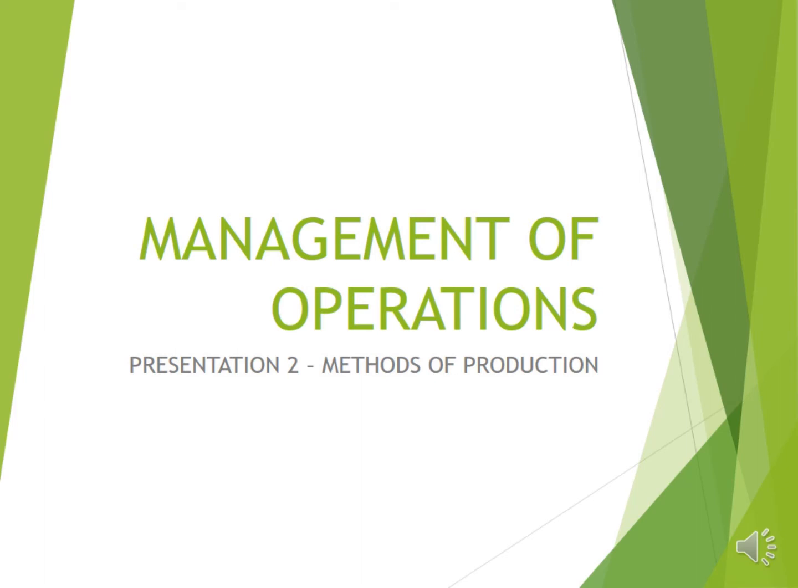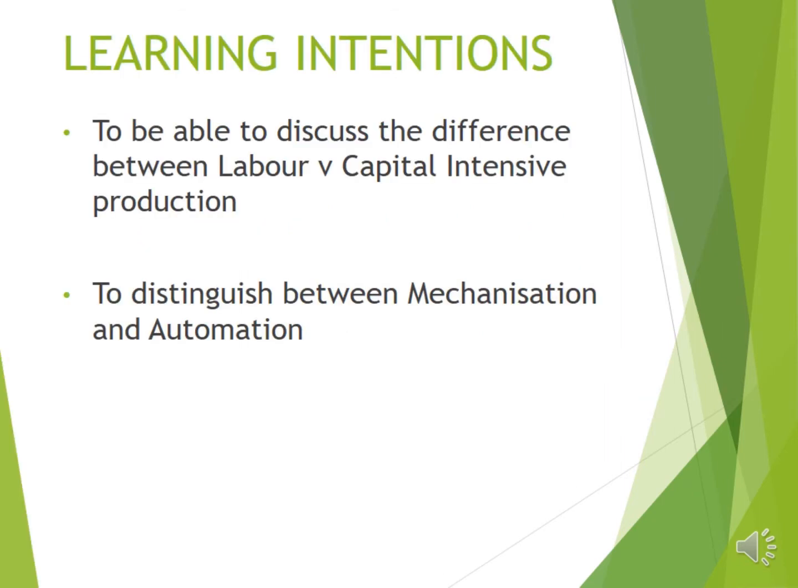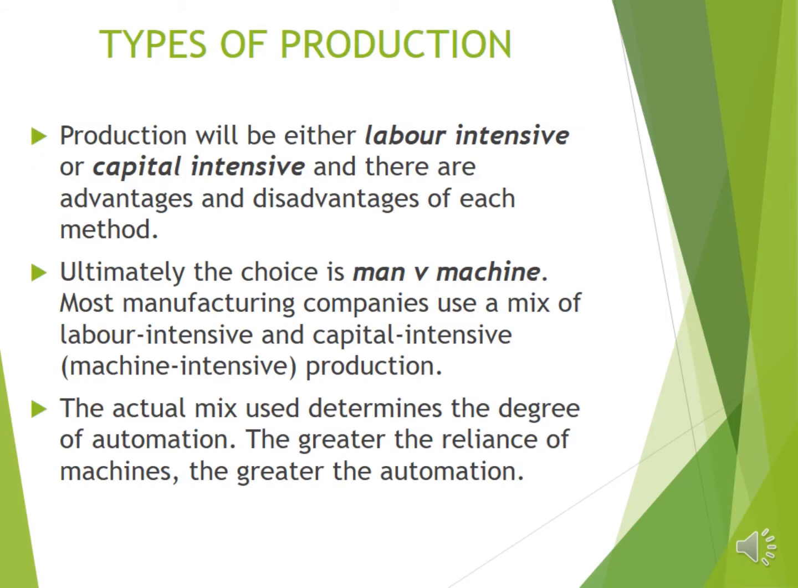Presentation 2 is about the methods of production that organisations can use to manufacture their products. So learning intentions, we're going to be able to discuss the difference between labour and capital intensive production, and we're going to distinguish between mechanisation and automation.